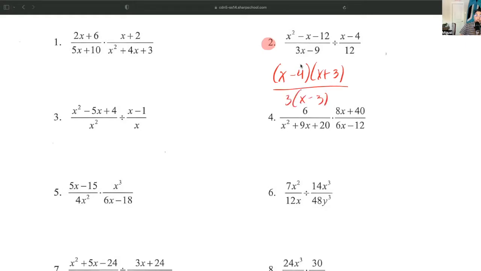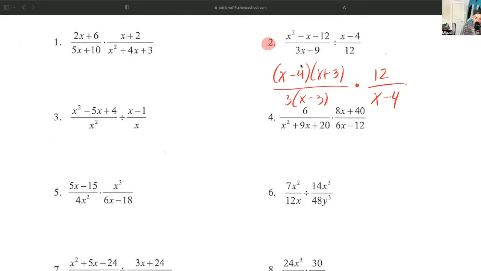And then, because this is division, I'm going to go ahead and make this a multiplication, times 12 over x minus 4. The reason why it's 12 over x minus 4 is because I flipped, or switched, that fraction at the end, because that's how we divide fractions. So we have to be aware of how we divide fractions and also how we can factor these things out.